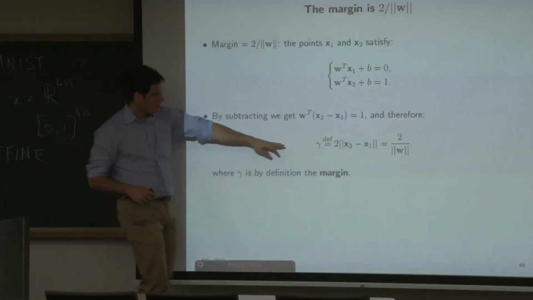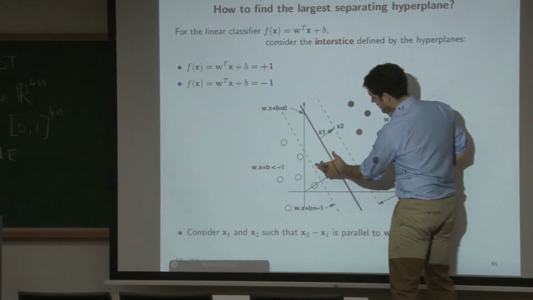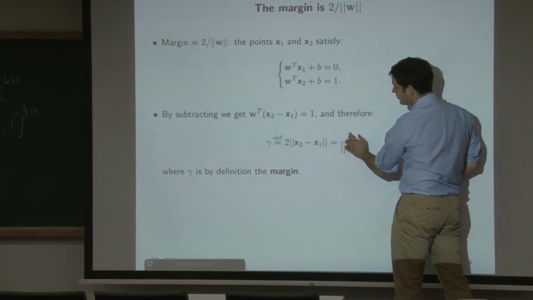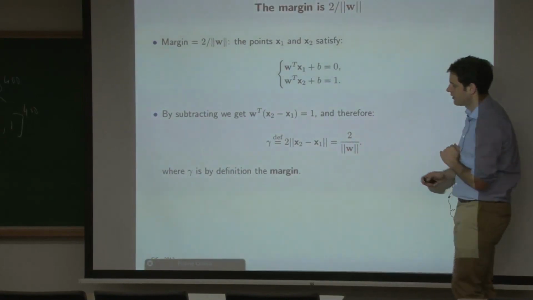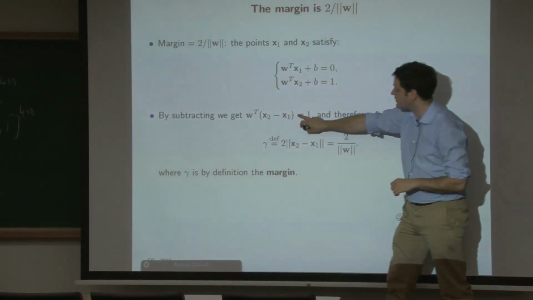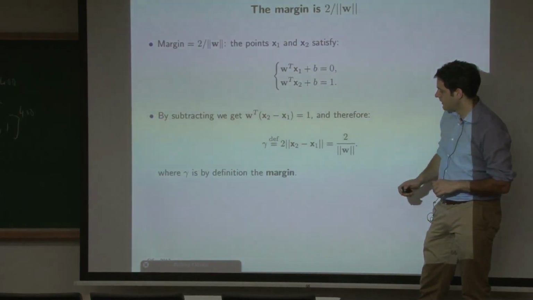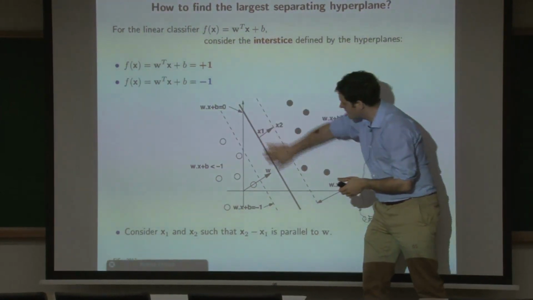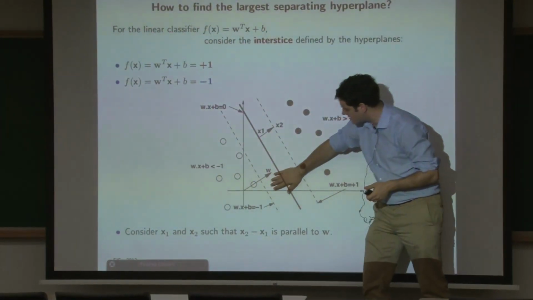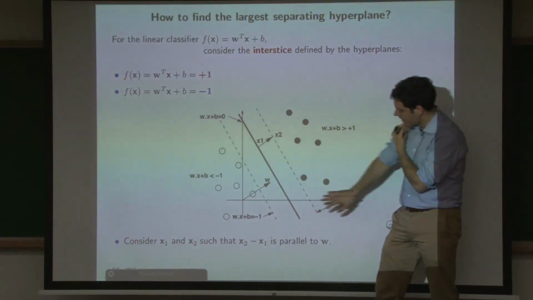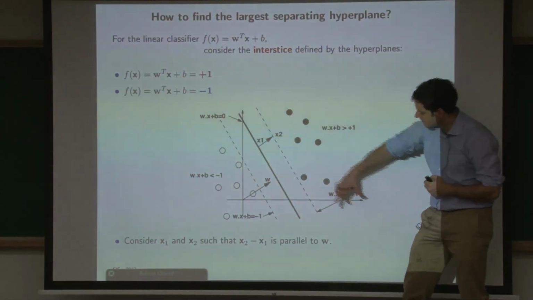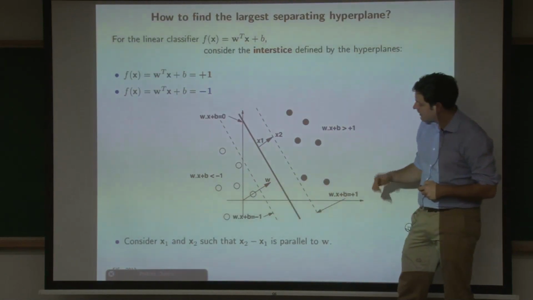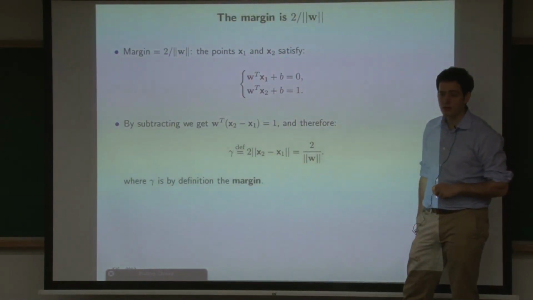And so you have that the width of this tube, twice the norm of x2 minus x1, is equal to 2 divided by the norm of w. Because here you have that the norm of w times the norm of x2 minus x1 is equal to 1. So if you define your hyperplane as this, and you define the tube explicitly as w transpose x plus b equals 1 and w transpose x plus b equals minus 1, you know that the width of that tube is exactly 2 divided by the norm of w.